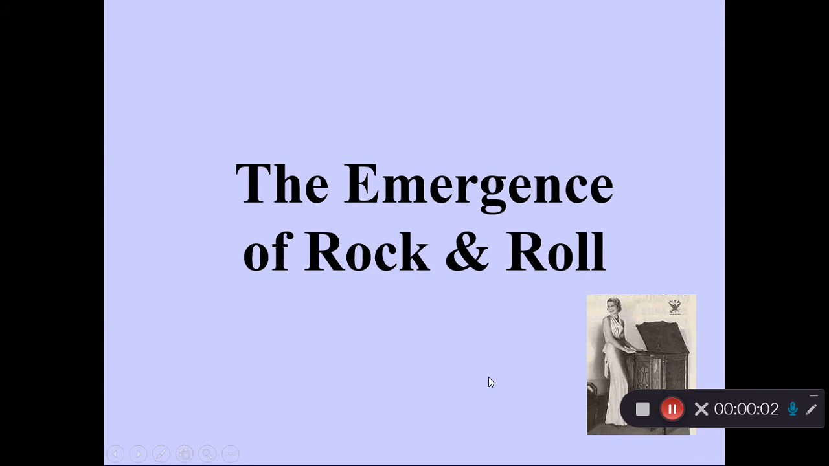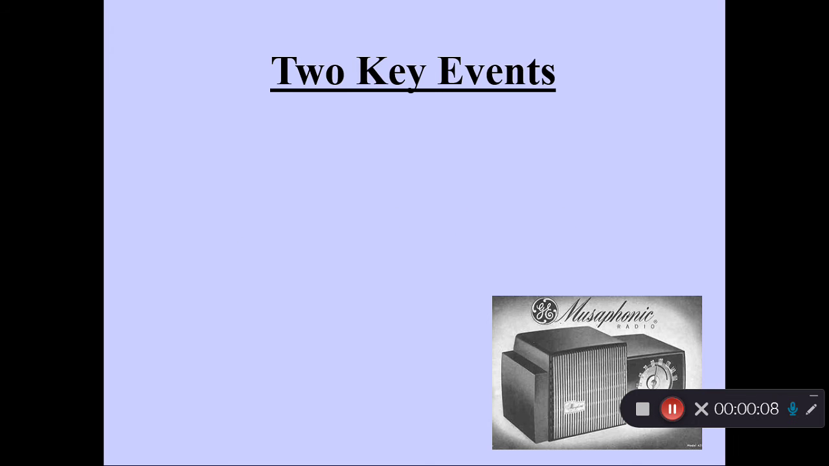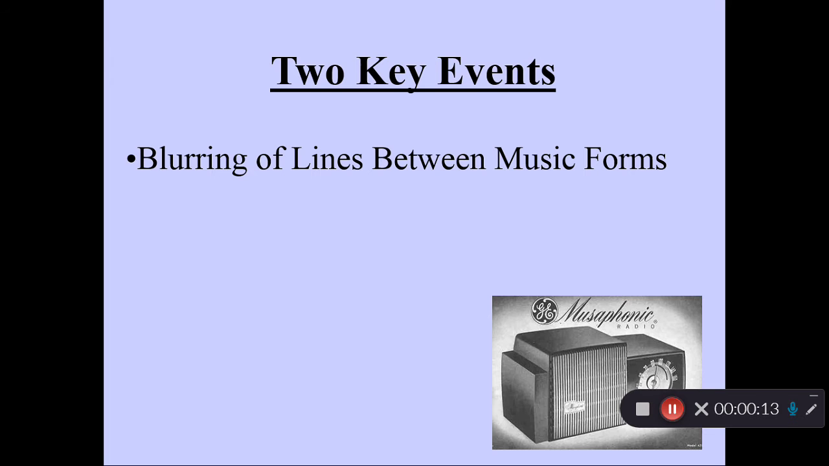Alright, we're going to take a look at the emergence of rock and roll. Where did rock and roll come from? Well, there are two key events that led to the explosion of rock and roll. The first was the blurring of lines between music forms.